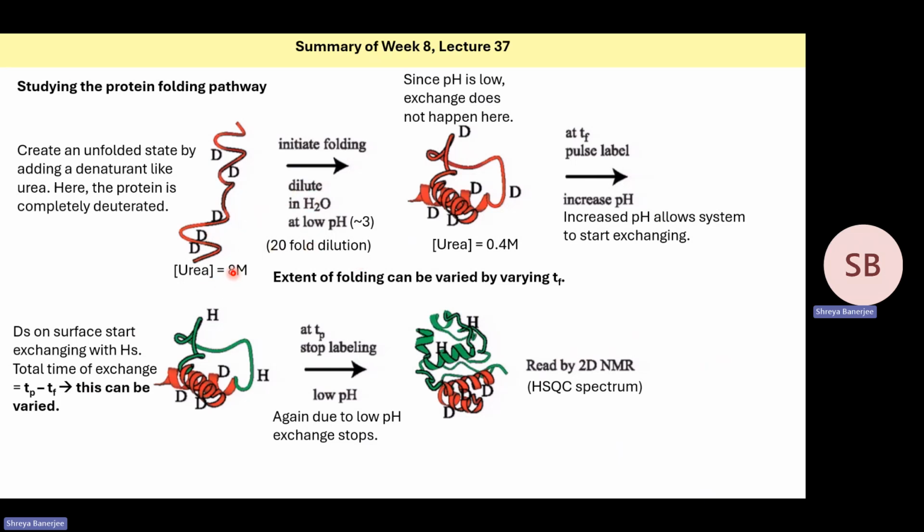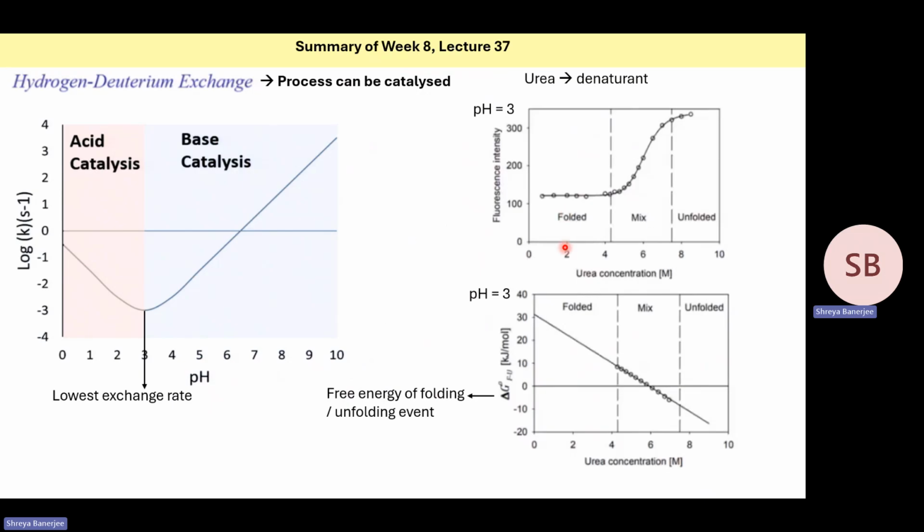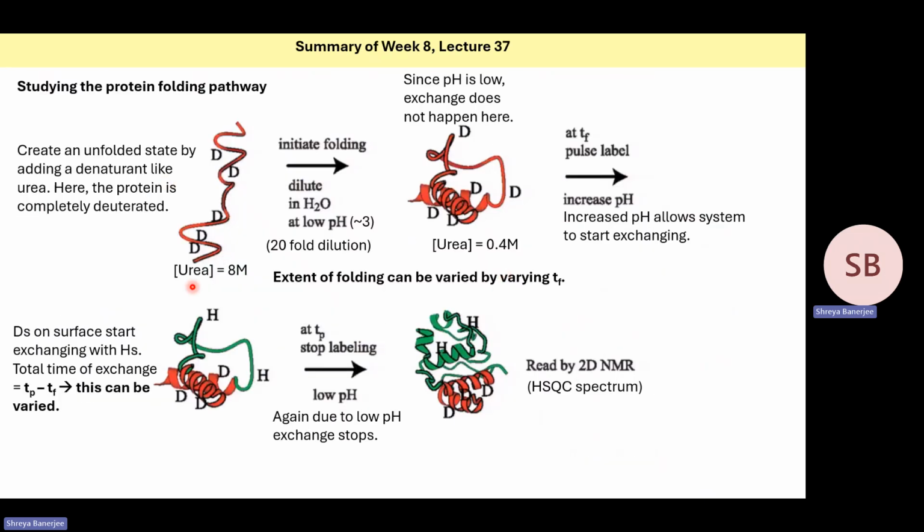So from 8 molar, it is becoming half, 4 molar. And from 4 molar, it is becoming 1/10, that is 0.4 molar. 0.4 molar will be somewhere around here where the protein is completely folded. So urea is being diluted by adding water till it reaches a concentration of around 0.4 molar. At this concentration, the protein is completely folded. But because you have kept the pH low, although the protein is folded, it is still completely deuterated because low pH is not allowing the deuterium to exchange with hydrogen.